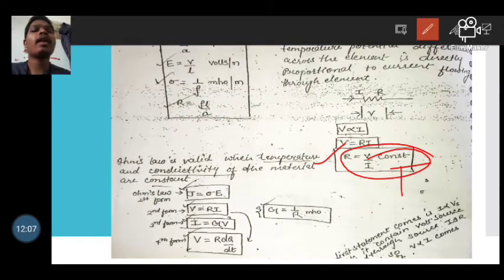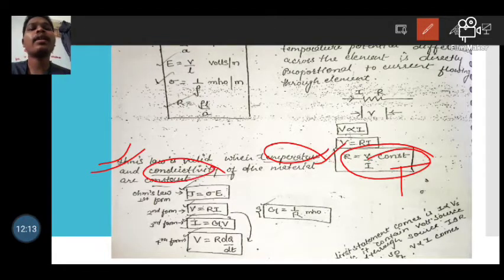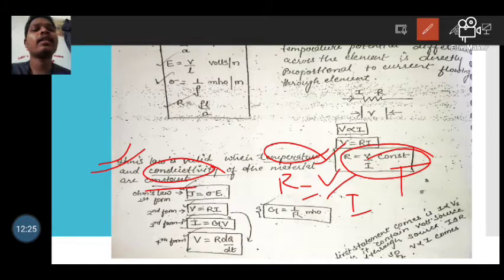Another statement of Ohm's law is that Ohm's law is valid when the temperature and conductivity of the material are constant. Whenever the temperature and conductivity of the material are constant, then R is equal to V divided by I, this formula.